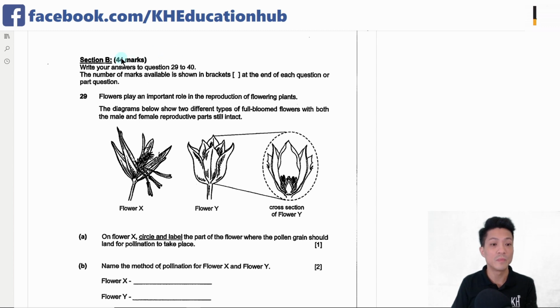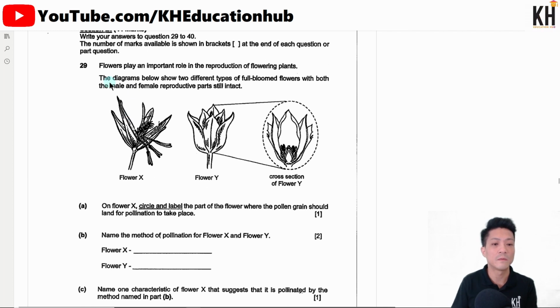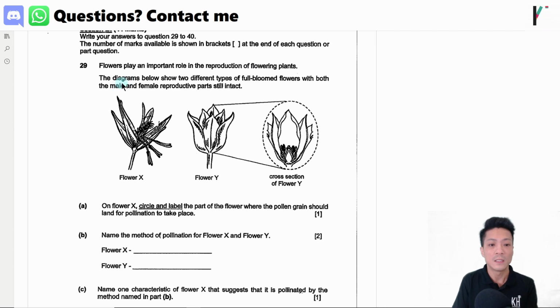Moving on to section B, the written section. Questions 29 to 40. Move on to question 29. Flowers play an important role in the reproduction of flowering plants. The diagram below shows 2 different types of full-bloomed flowers with both the male and female reproductive parts still intact.